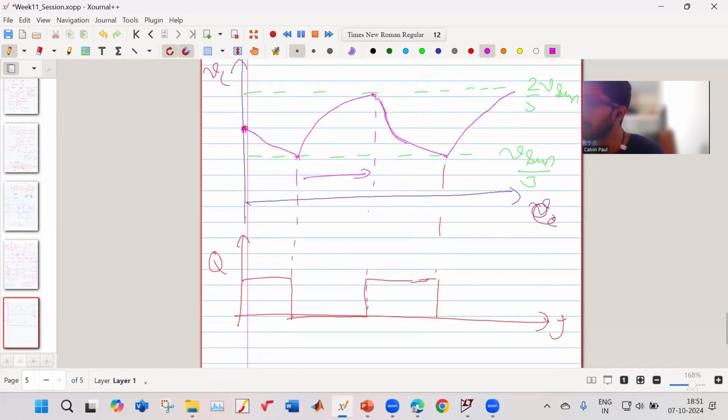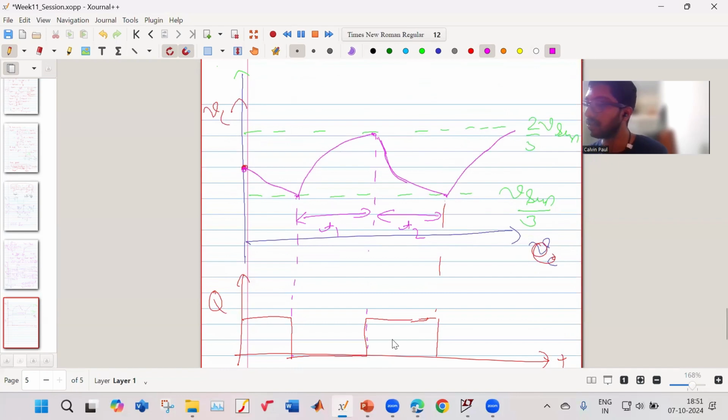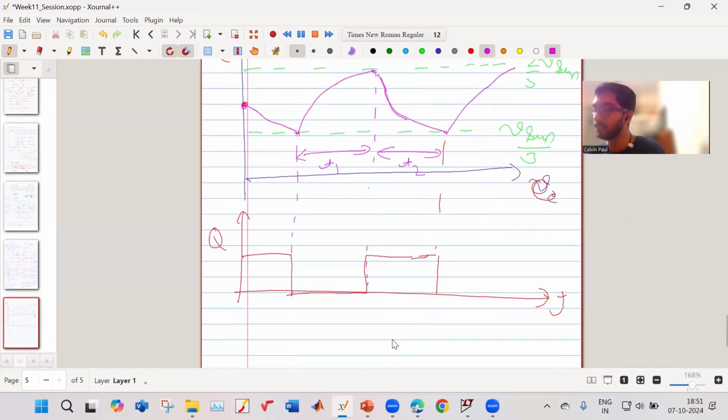So it has a time. This is your T1, this is your T3. So this is how it is generating a pulse. It is generating a pulse of the entire time period T, and this is the time T2 when your pulse is on, and this is the time T1 when your pulse is off.